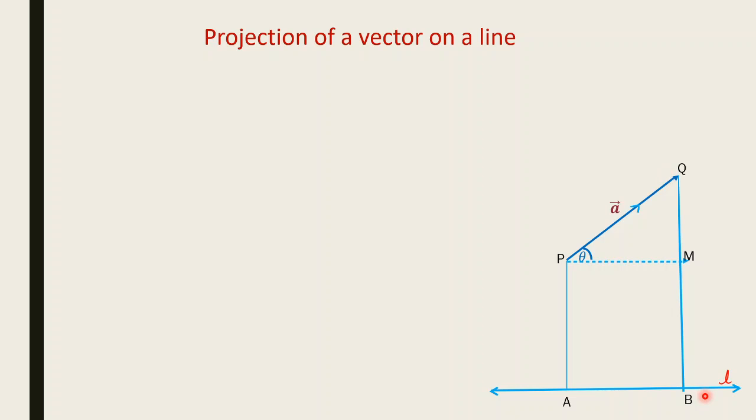Simple, dear students. Projection of PQ on line L is nothing but the impact of PQ on line L. So very simple. The impact of PQ on line L is AB. This is only called the projection.